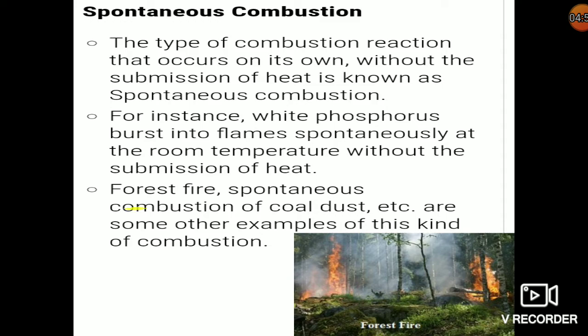Another example is the forest fire, and also the spontaneous combustion of coal dust. In forests, sometimes the dry leaves catch fire during summer, so that is an example of spontaneous combustion. Similarly, if you put a heap of coal dust, with the heat it also catches fire spontaneously. No one burns it, it just catches fire by itself. So these are examples of spontaneous combustion.